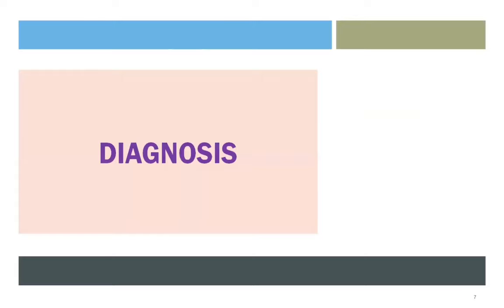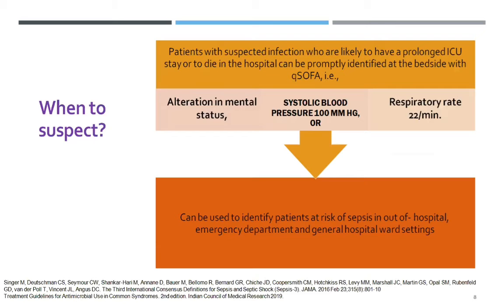Now, the main part of my presentation is diagnosis. How to move towards the diagnosis of sepsis. When a patient comes with suspected infection, when to suspect sepsis? Patients with suspected infection who are likely to have a prolonged ICU stay or die in the hospital can be promptly identified at the bedside with the Q-SOFA score, that is the quick sequential organ failure assessment score.